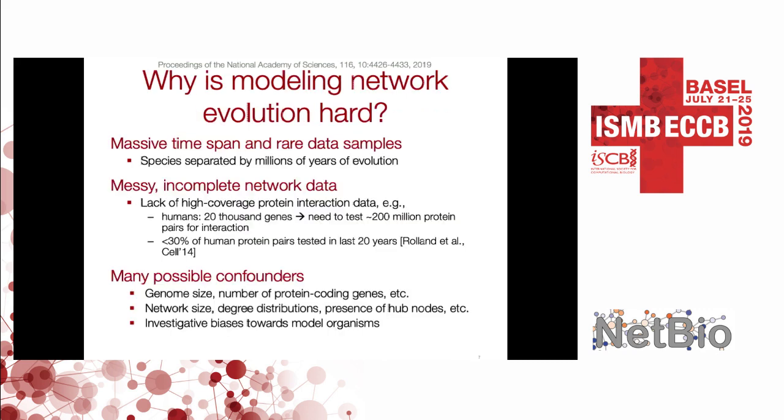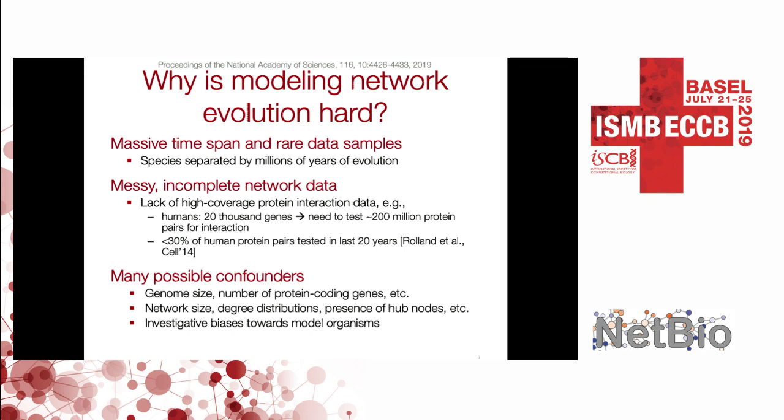First is certainly that there is a massive time span and rare data samples. What I mean by that is that species are separated by millions of years of evolution, and what we really have is information on interactions between proteins of present-day species. We have little to no information on interactomes in species that are extinct. Furthermore, the data that we have is messy and incomplete in many different ways, and there is a lack of high-coverage protein interaction data for a number of species, including popular model organisms.